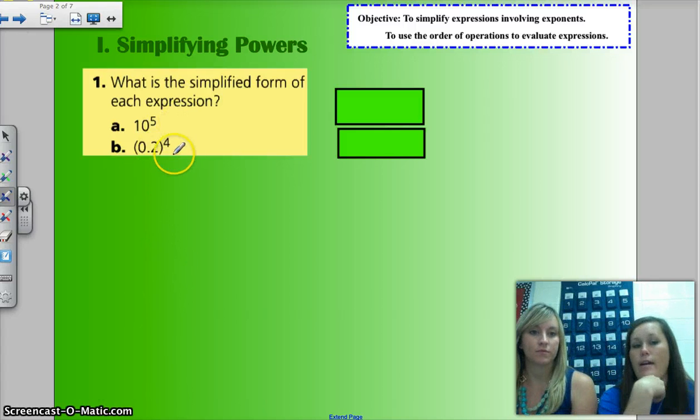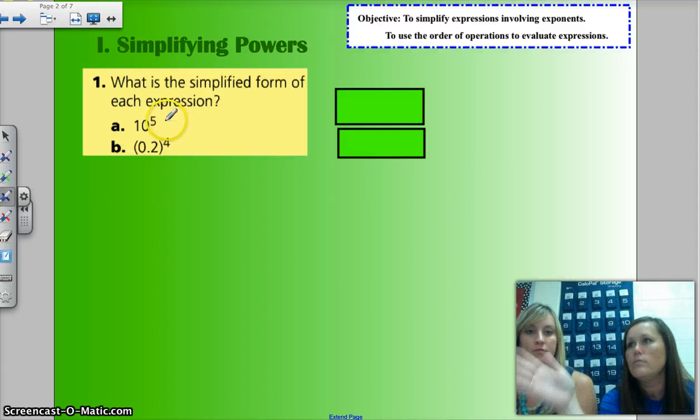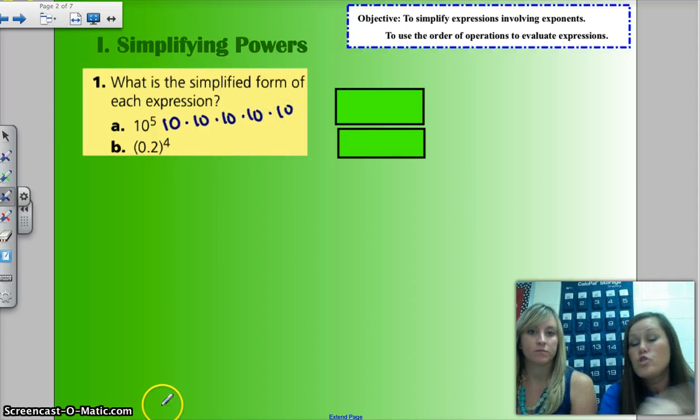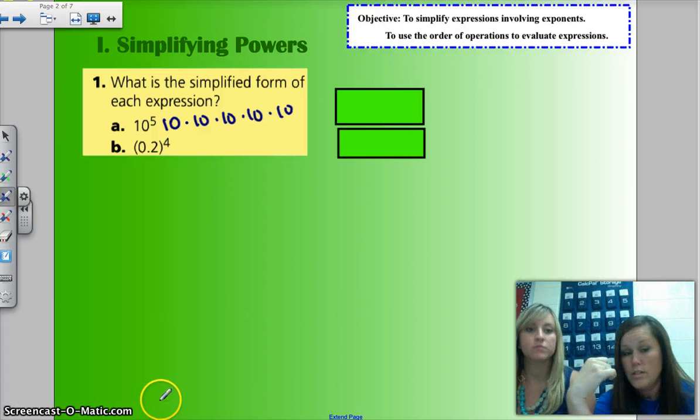In number A, it says 10 to the 5th power. So how many times am I multiplying 10? The base is 10. Multiply it 5 times by itself. It's not 10 times 5. It's 10 times 10 times 10 times 10 times 10. 5 tens. All right, so showing your work is what Wit just did.